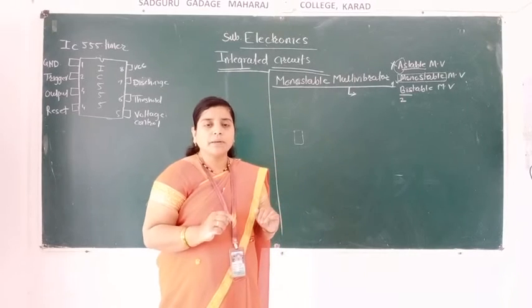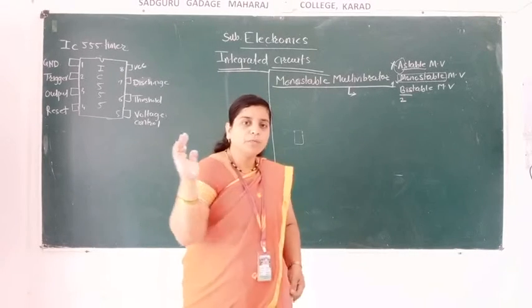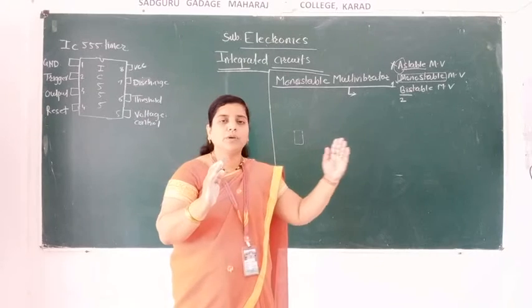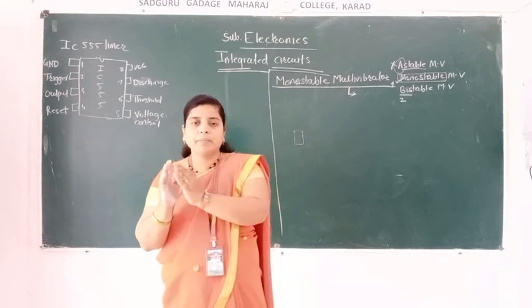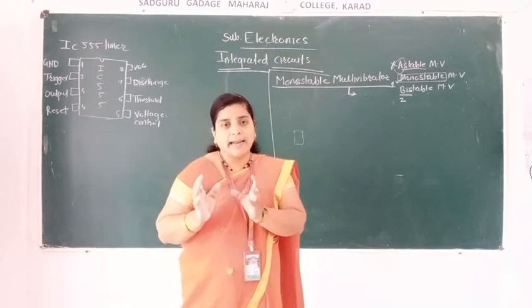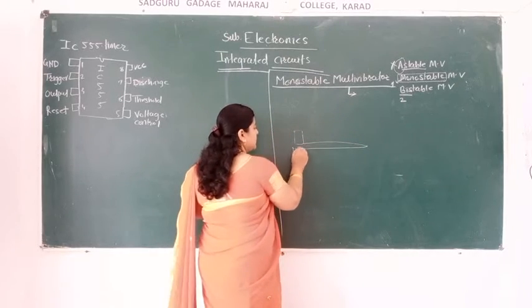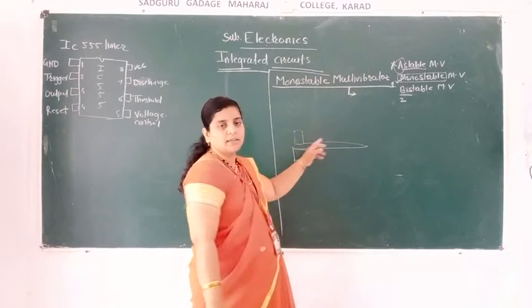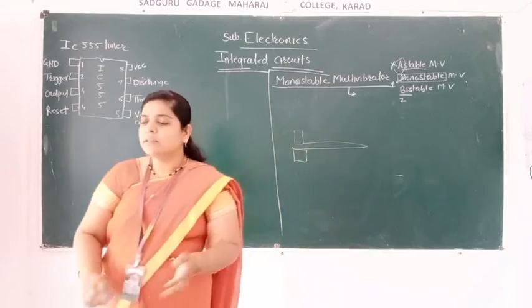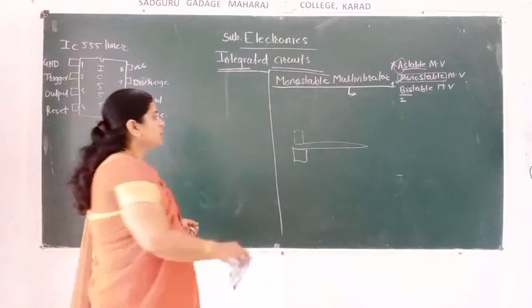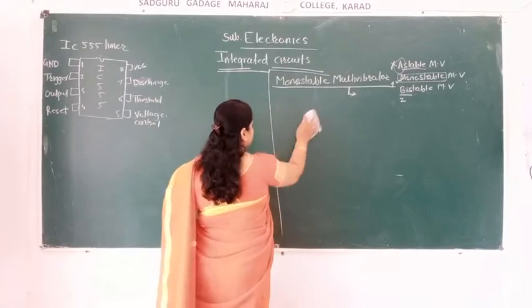But in monostable, what happens? If you are pushing, that box will go forward and again come back and be stable at that state only. It will go here, come back, and stop here again. That is called the monostable. All of you clear? First of all, clear this thing. What are monostable, bistable, and astable? Okay.